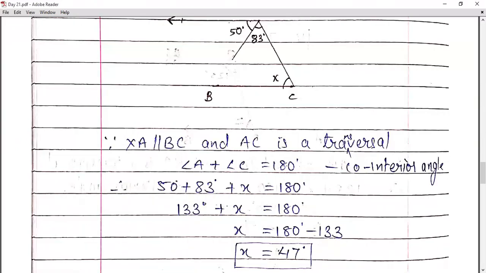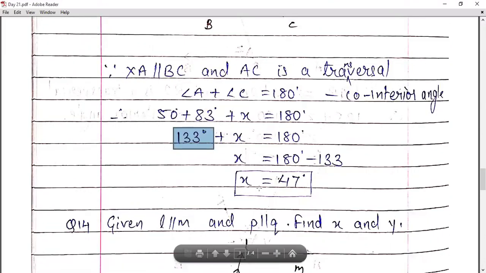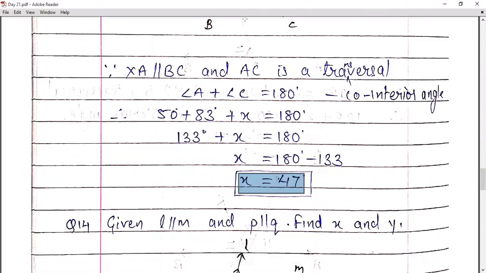So angle A plus angle C is 180 degrees. Substituting the value of angle A as 50 degree plus 83 degree and angle C as x. 50 plus 83 degree will give you 133 degrees. Solving for x, you will have x as 47 degrees.